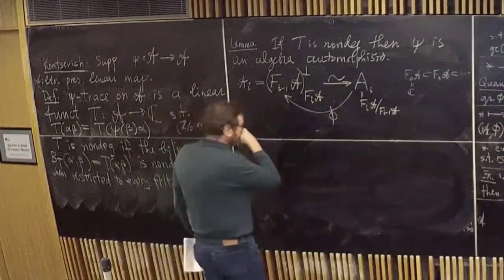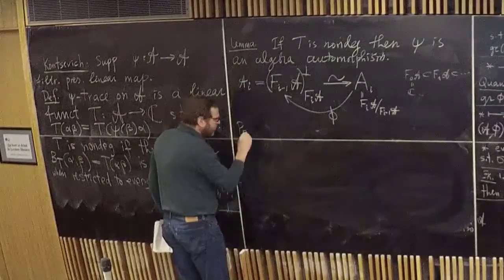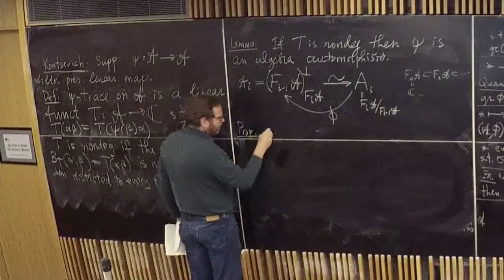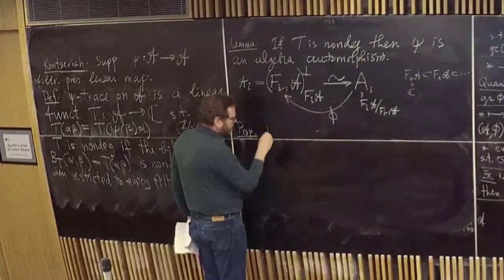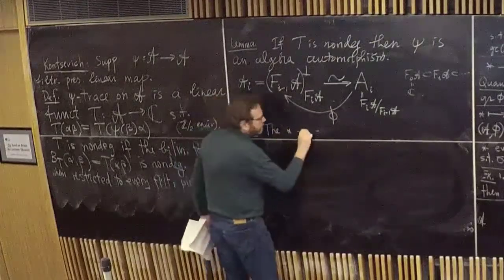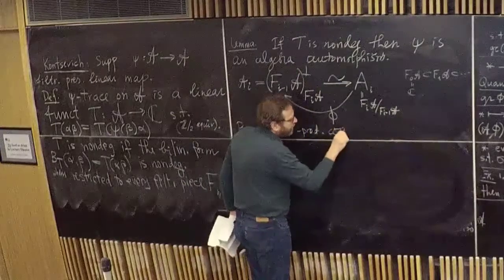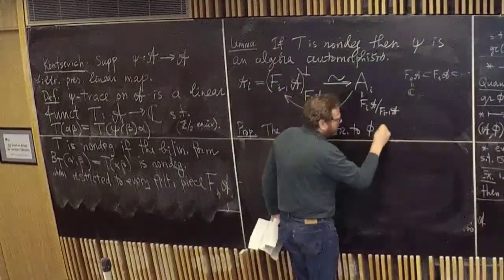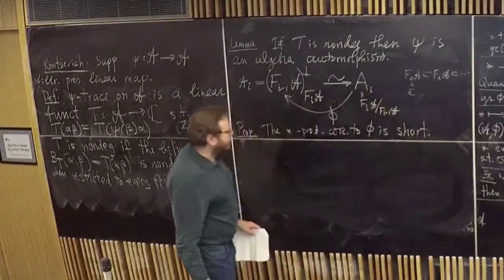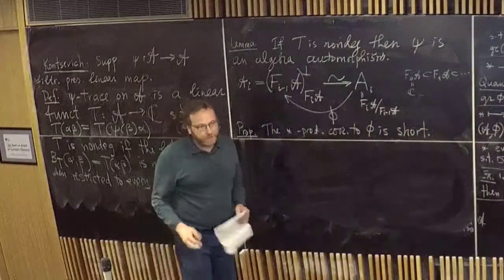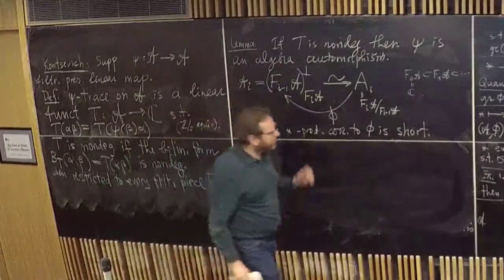So we get a quantization map, and the proposition is that the star product corresponding to phi is short. And this is very easy to prove, actually. It's an elementary calculation.